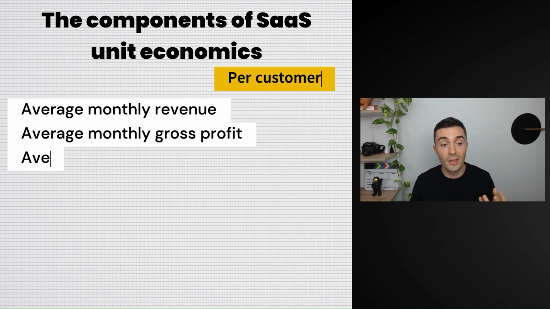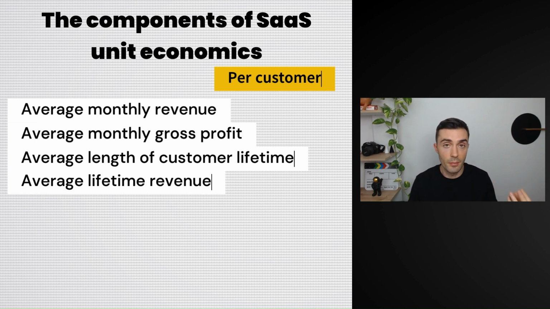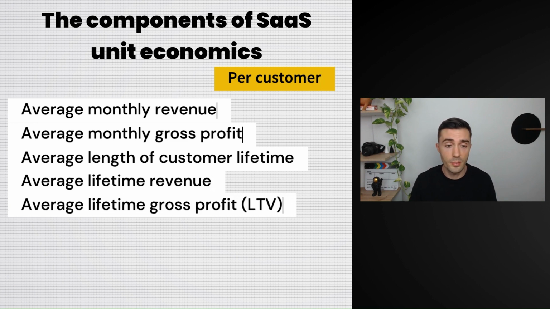Then you have your average length of a customer lifetime. Usually we measure this in months. So you could say it's a 40-month customer lifetime on average for a certain SaaS product. Then you have your average lifetime revenue. So this is just your monthly revenue times the number of months that you typically have in your customer lifetime. Then you have your average lifetime gross profit. So again, your monthly gross profit times the number of months in the customer lifetime. And this represents how much profit you make off your lifetime relationship with each individual customer. And this is also known as your customer lifetime value or your LTV.